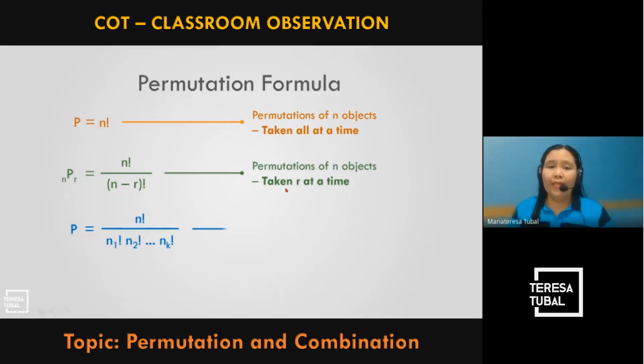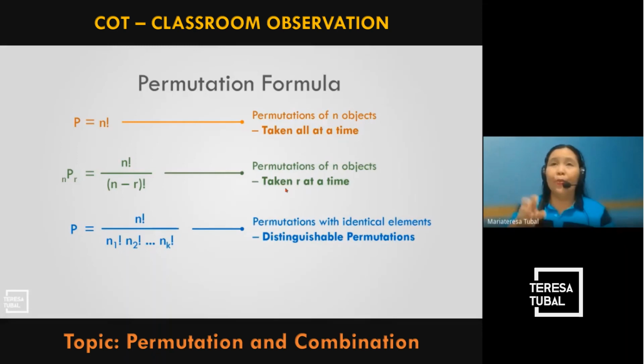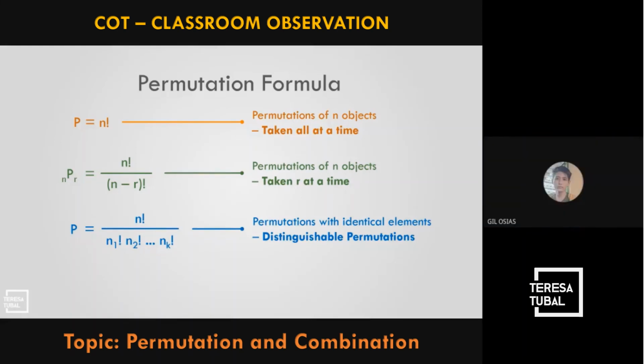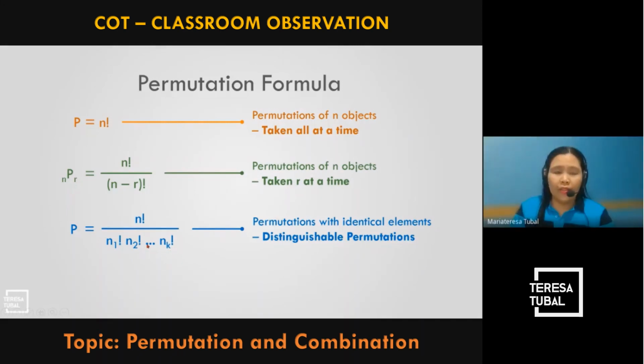What could be the formula if the given is permutation with identical elements? So, kung merong magkakaparehas, what is the formula? What do you think now is the formula? So, this is the third one. Hill? P is equal to n factorial over n sub 1 factorial, n sub 2 factorial, n sub k factorial. Okay. So, as you can see, n sub 1, it depends on the identical elements. Hindi laging n sub 1 yan. Pwedeng any letter which is identical in the given problem.